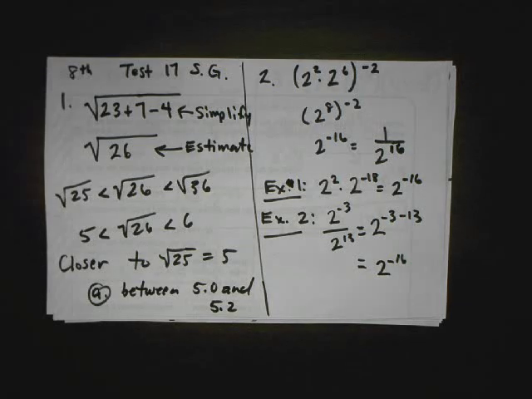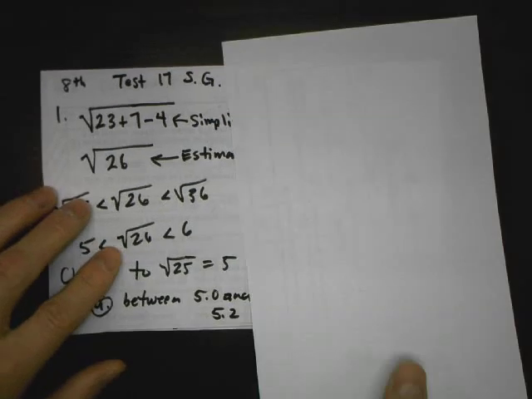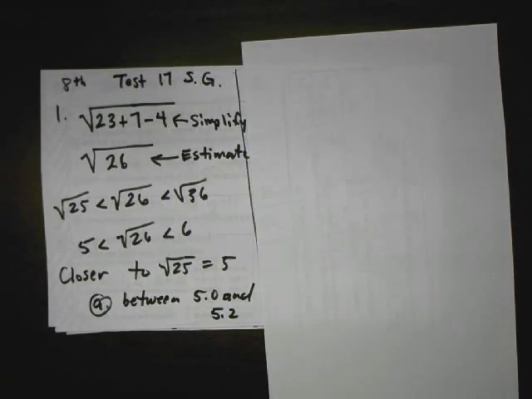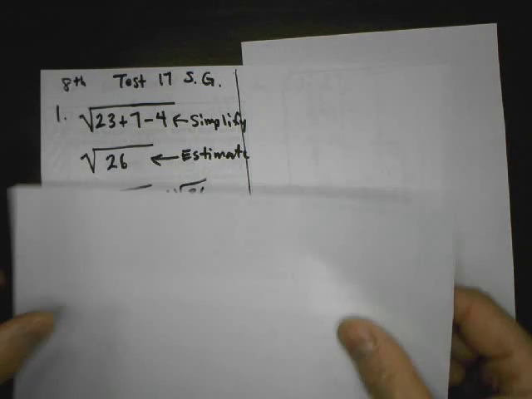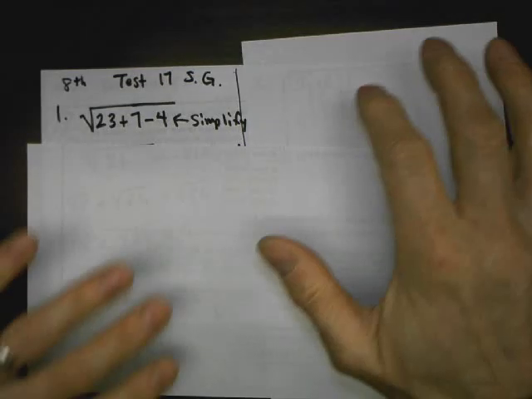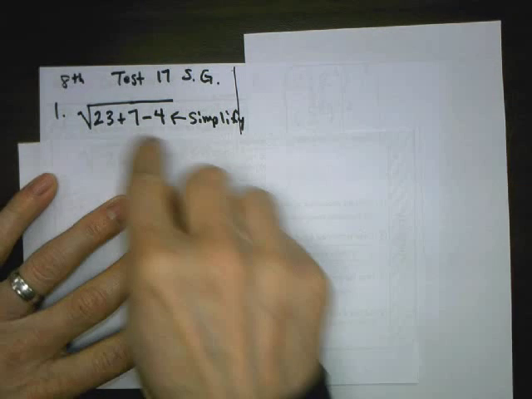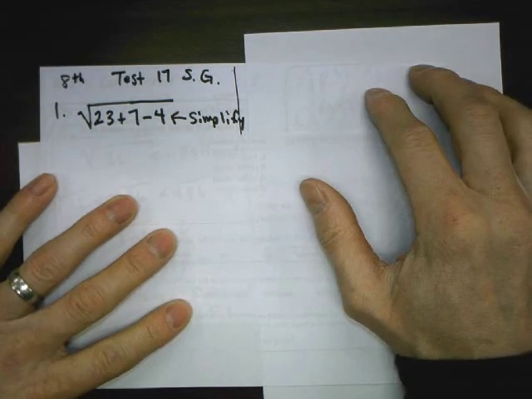8th grade math, test 17, study guide, problem number 1. We have to find a range that contains that expression. And we have a radicand that needs to be simplified first. So the number inside the square root is called a radicand. We've got to simplify that.